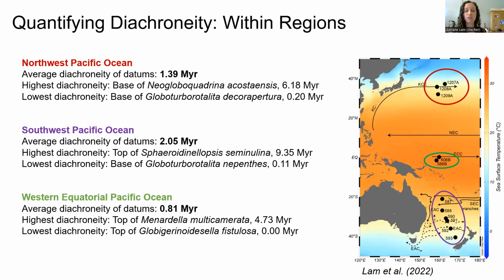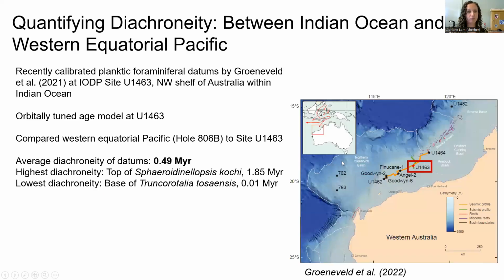And now we're going to look at the Western Equatorial Pacific. Average diachroneity of these datums within that region is about 800,000 years. Minardella multicamerata has the highest diachroneity at 4.73 million years, but Fistulosa is pretty isochronous between those two sites, and that's pretty good. But again, these Western Equatorial Pacific sites are incredibly close together. 4.73 million years is really high. There might be an age model issue, but you know, this 9.35 and 6.18 million years, that's also quite high.